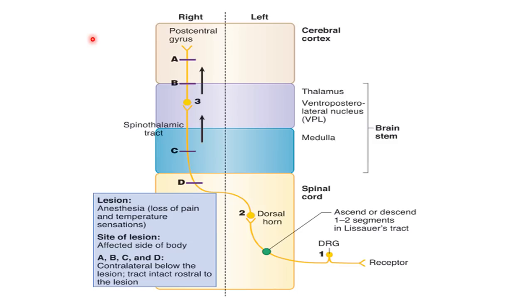The effect of lesions in this pathway are summarized in this diagram, and they show that damage either to the cerebral cortex or to the thalamus or to the brainstem and to the spinal cord produce contralateral effects below the lesion. And if there's damage to the dorsal horn or to the peripheral nerve, the symptoms are ipsilateral.